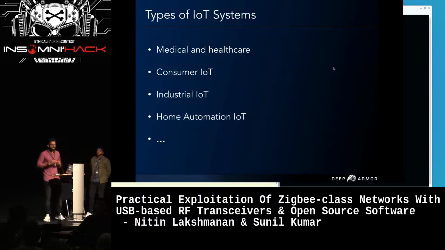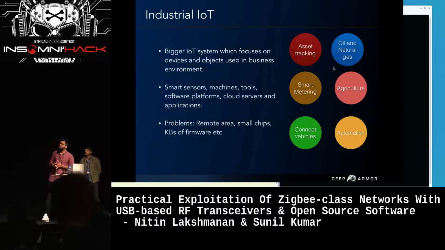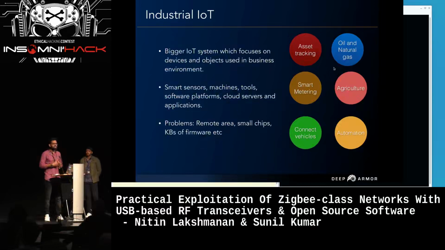There are different types of IoT systems. A few of them are medical healthcare IoT, consumer IoT, industrial IoT and home automation IoT. Today we are focusing on industrial IoT because Zigbee class protocols are mainly used in industrial IoT.